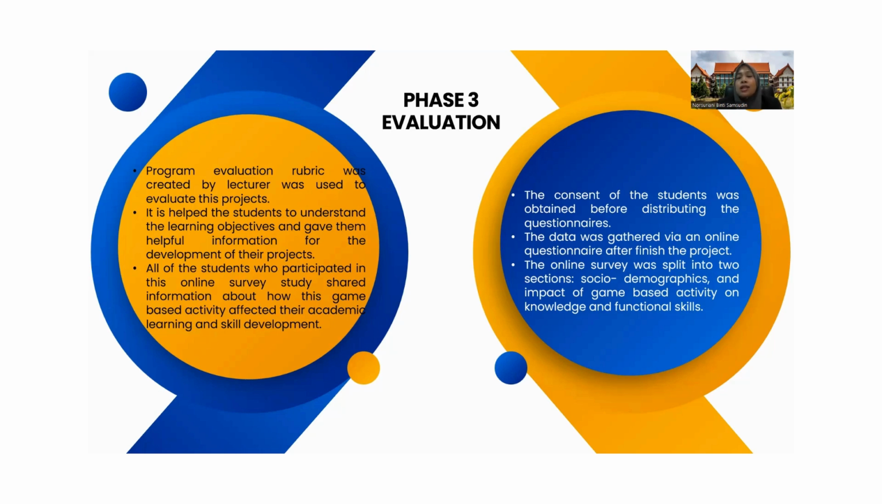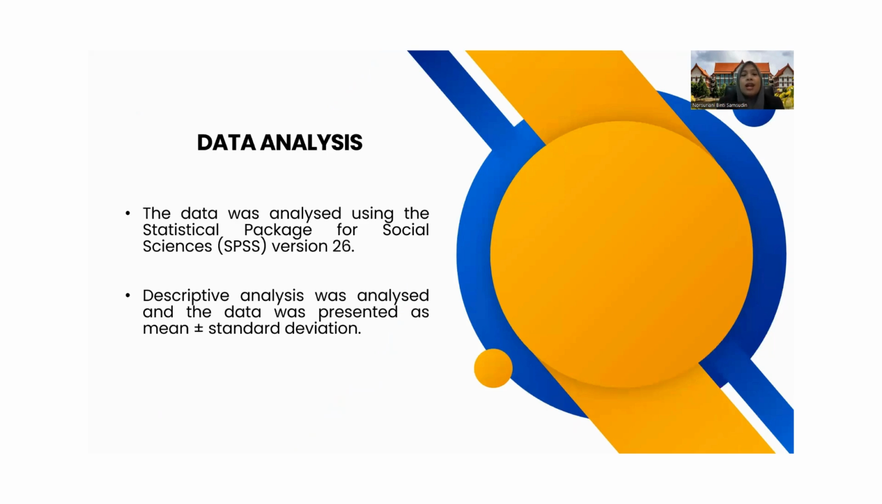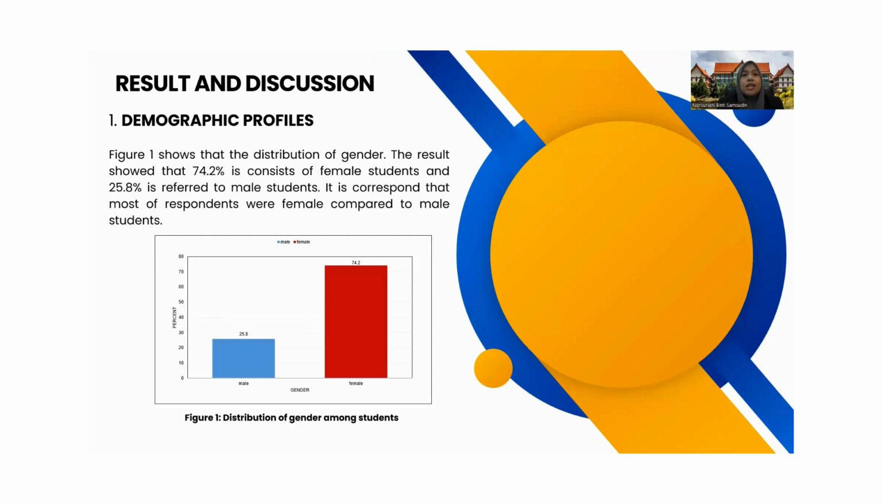The data was gathered via an online questionnaire after finishing the project, and the online survey involved two sections. The first section involved the socio-demographic, and section B involved the impact of the camp-based activity on knowledge and functional skill. The data analysis used SPSS version 26.